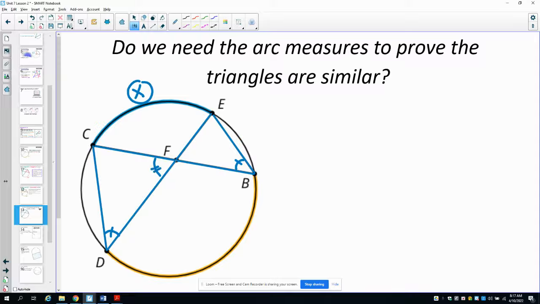And then we've also got these vertical angles, which you don't need a measure for. We just know vertical angles are congruent. So without any measures, we still should be able to prove that those two triangles are similar by angle similarity.